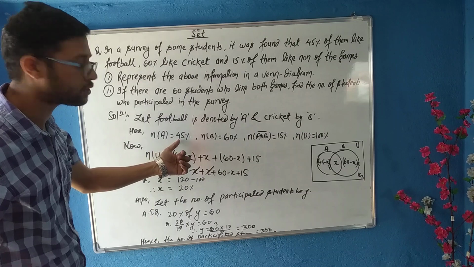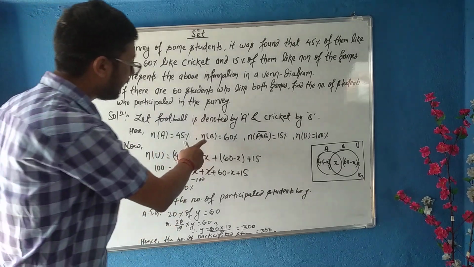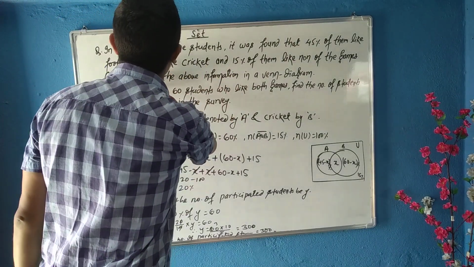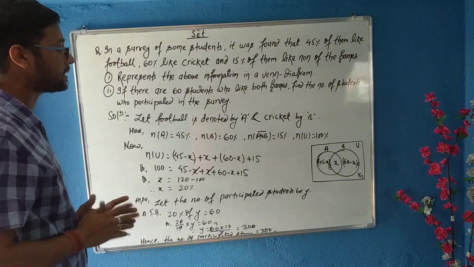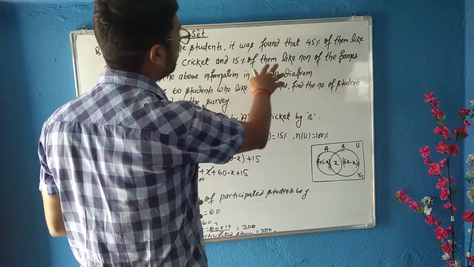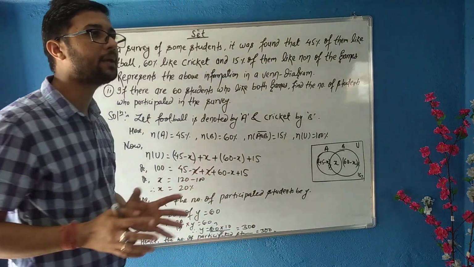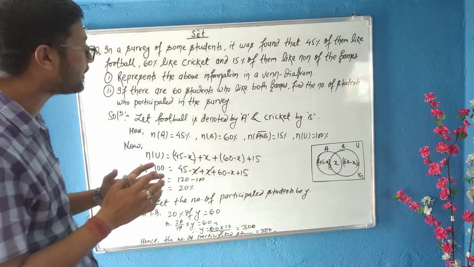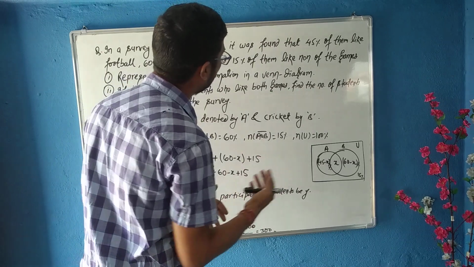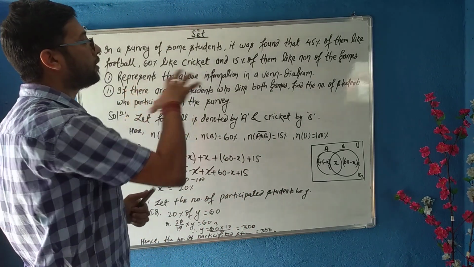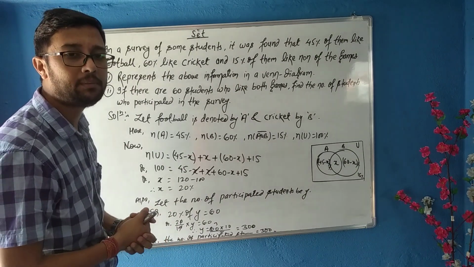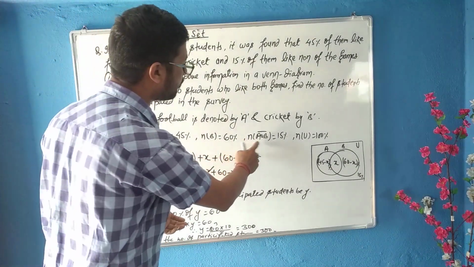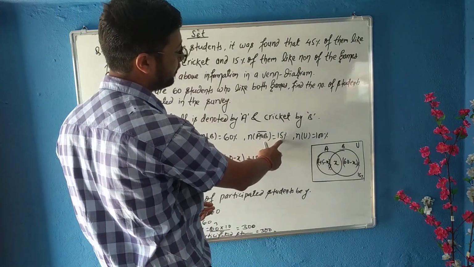So n(A) equals 45. 60% like cricket, so n(B) equals 60. 15% of them like none of the games. None of the games is the complement. When there is a negative sense, जब उल्टो कुरो आउँछ, मन पराउने भयो, मन नपराउने आयो भने, at that time it is called complement. So this is called the complement of A union B, and that is 15%.